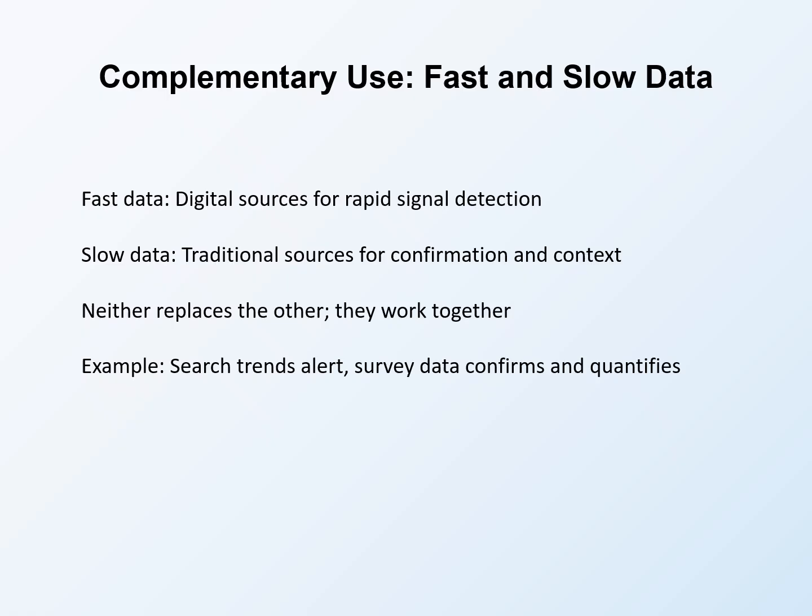Here's an example. Search trends for a specific symptom spike in a region. That's your fast data signal. Something might be happening. You then look at emergency department syndromic surveillance data. Slightly slower but more specific. If that confirms the pattern, you investigate further. Traditional epidemiological investigation provides the complete picture. The search trend didn't replace the investigation, it accelerated it by alerting you earlier.